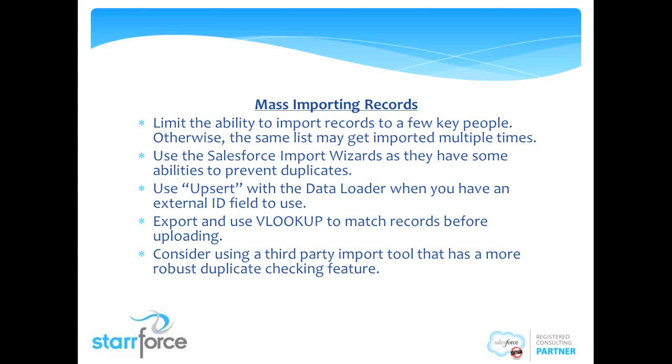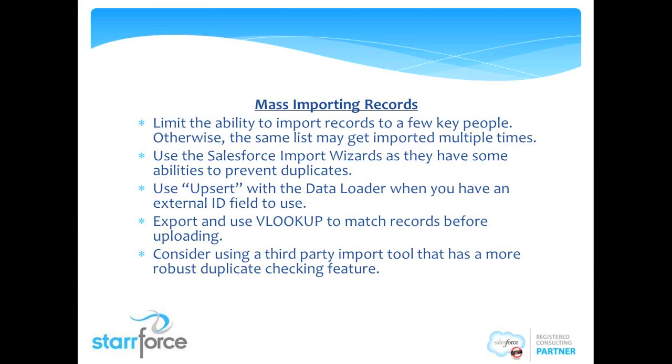Another option is exporting and using VLOOKUP to match records before uploading. It really doesn't take that much time, and that can be done with Professional Edition, even Group Edition, because you can export your reports, and then you can use VLOOKUP to match email addresses, company names, whatever you like, from one to the other. And from there, by going between the two, you can see if any duplicates show up before you upload. It may take half an hour for 10,000 records or so, but it's a real good way to ensure that you don't have any duplicates in the system.